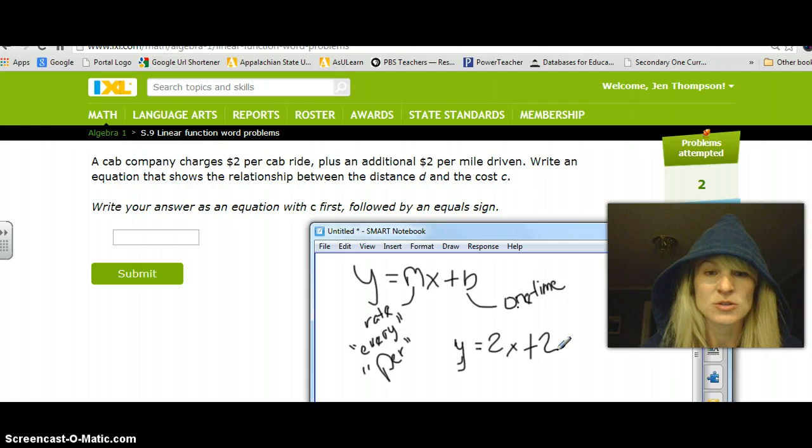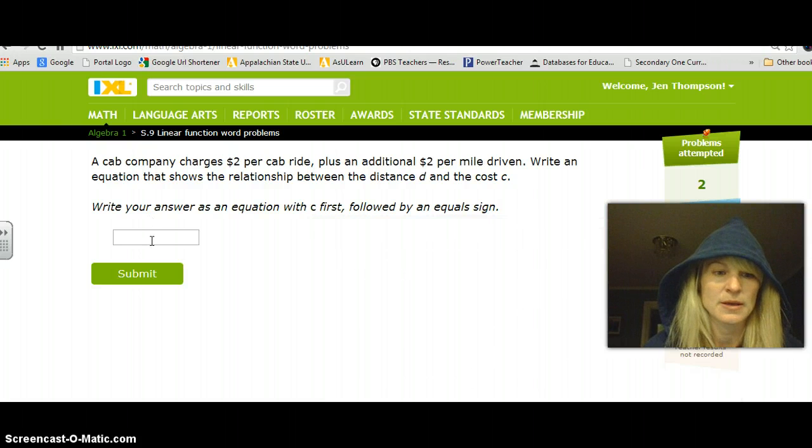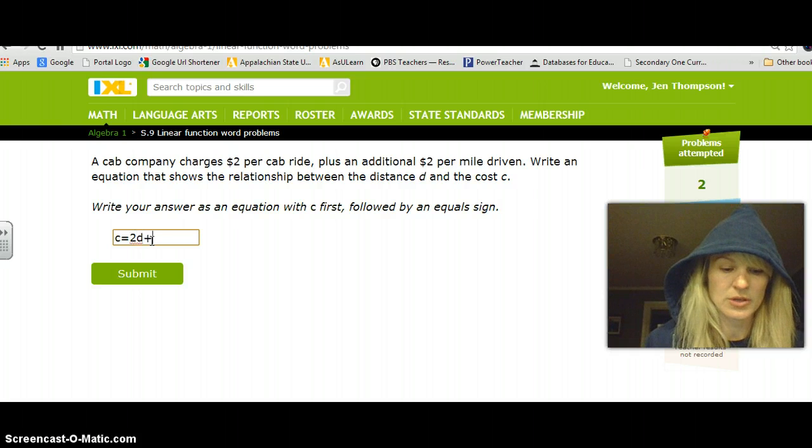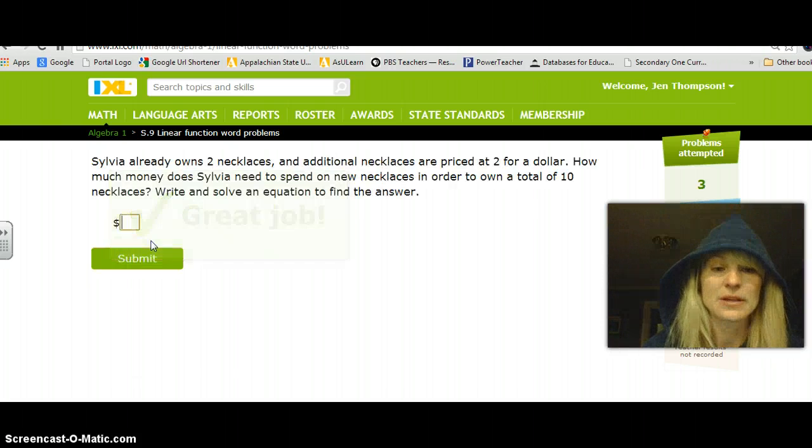So write an equation that shows the relationship between distance and cost. Write your answer as an equation with C first, followed by an equal sign. So C is cost, so that's going to be my y. And then it says use D as distance. So we're going to charge $2 for every mile driven, and we're already being charged $2 to begin with. So this is going to be my equation I need to plug in here. So we have C equals 2D plus 2. And we did a great job.